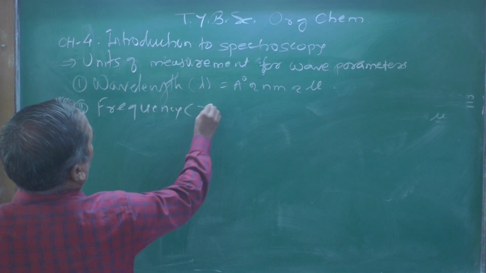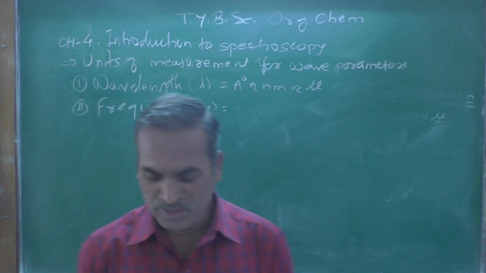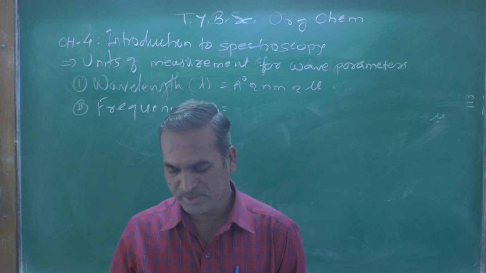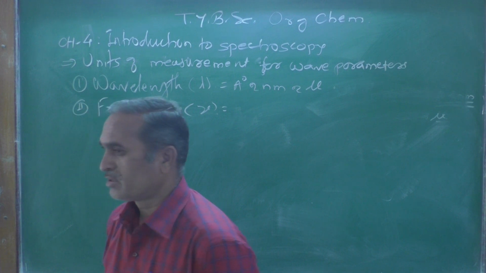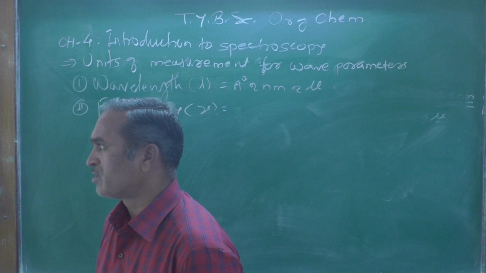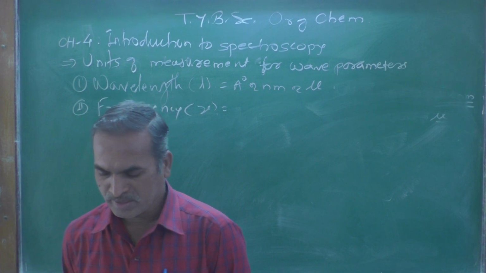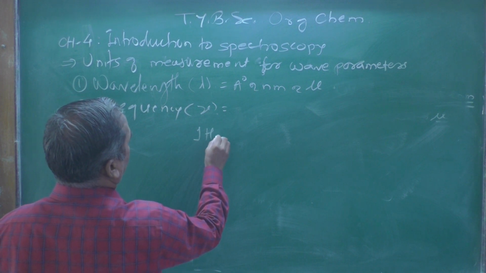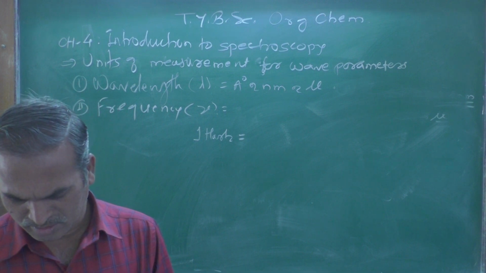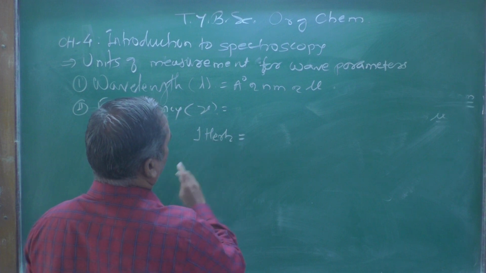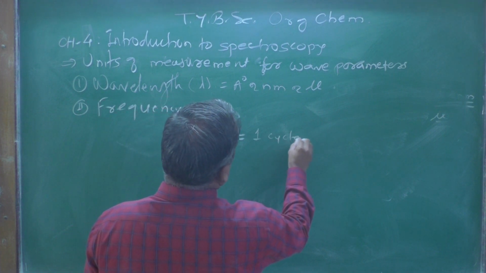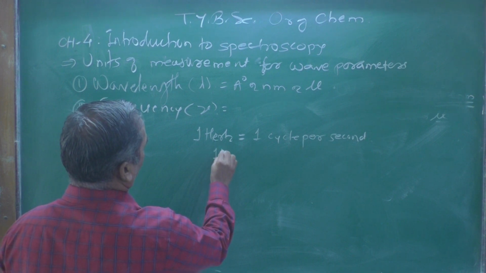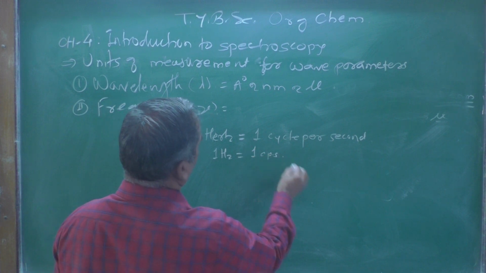Frequency is represented by mu. And what are the units of frequency? Frequency is measured in either hertz or cycles per second. Therefore 1 hertz is nothing but 1 cycle per second, or in short we can represent 1 hertz is equal to 1 CPS, 1 cycle per second.